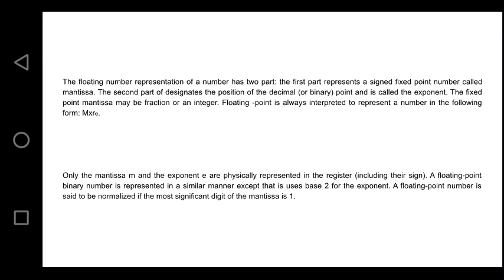So the mantissa m and exponent e are physically represented in a register. A floating point binary number is represented in similar manner except that it uses base 2 for the exponent. A floating point number is said to be normalized if the most significant digit of the mantissa is 1.